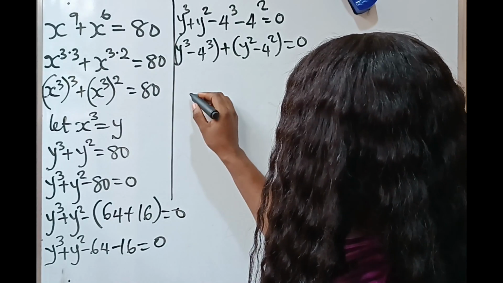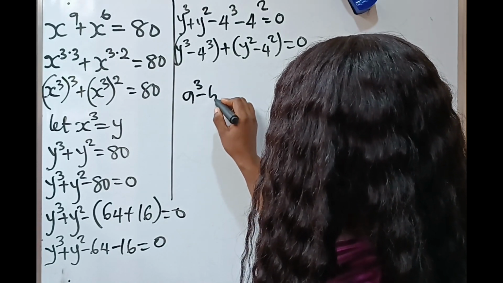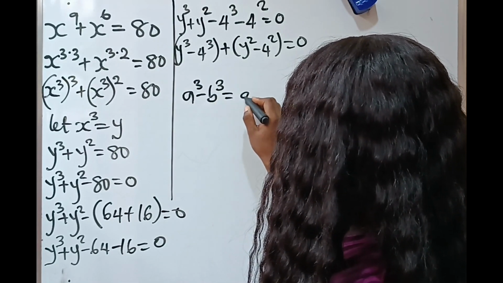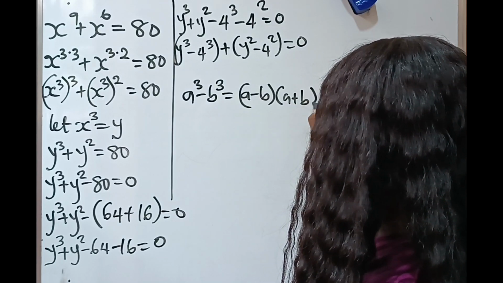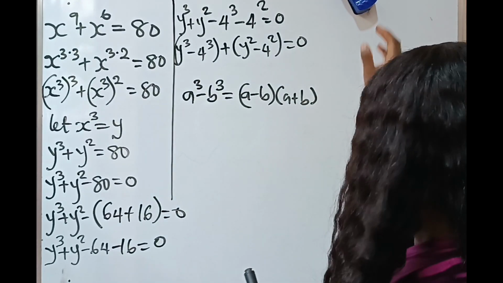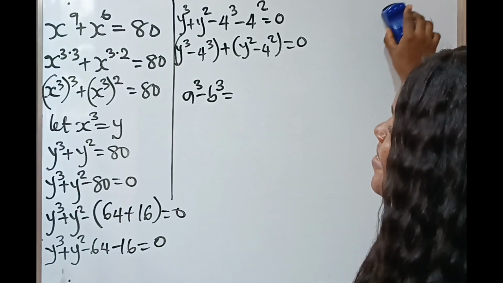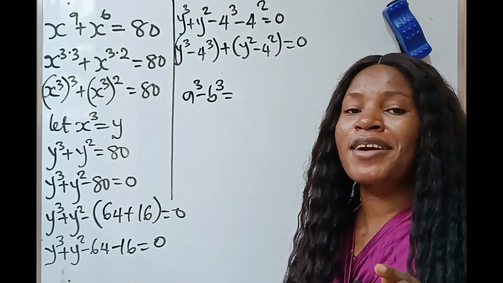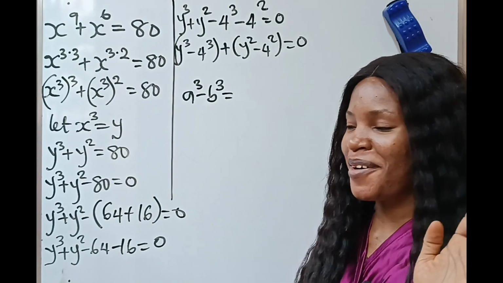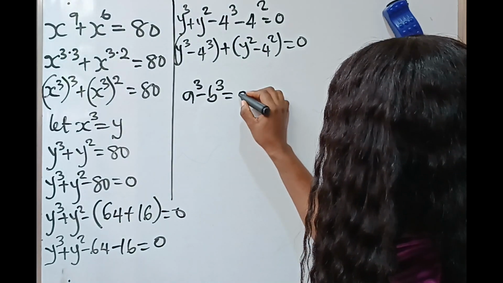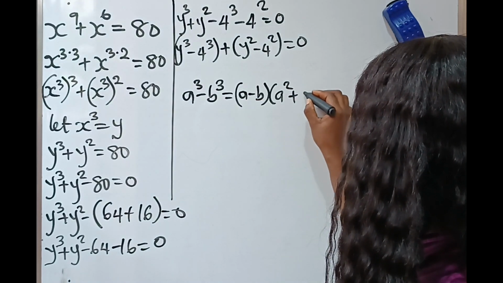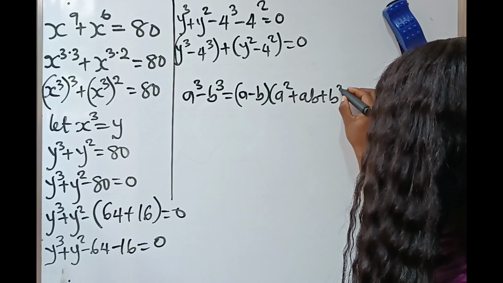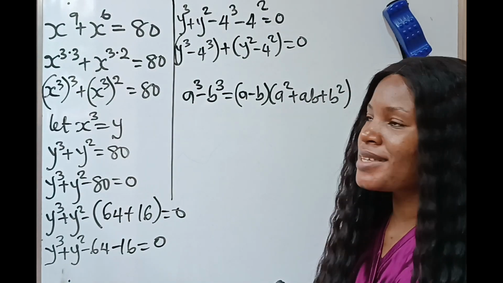Now when you have a to the power of 3 minus b to the power of 3, this is equal to a minus b multiplied by a plus b. Oh, sorry, that is the difference of two squares. When you have a to the power of 3 minus b to the power of 3, this is a minus b multiplied by a squared plus ab plus b squared. All right, so that is it.